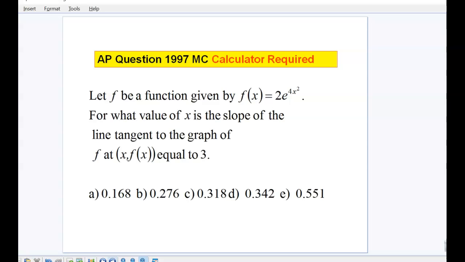Okay, this next question is from the same exam. We do require a graphing calculator, and they want to know for what value of x the slope of the tangent line to the graph of the function is equal to 3. So basically they're asking me where the derivative is equal to 3.